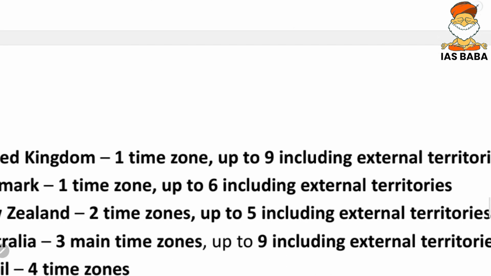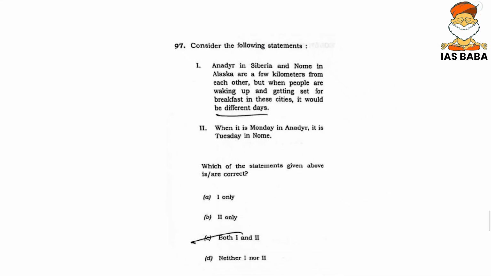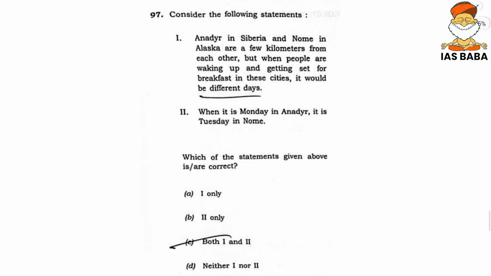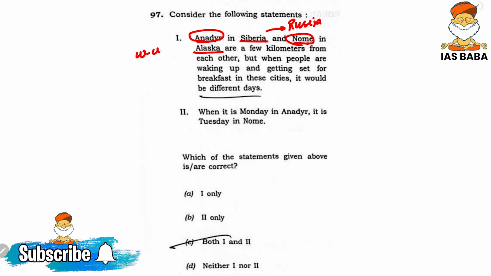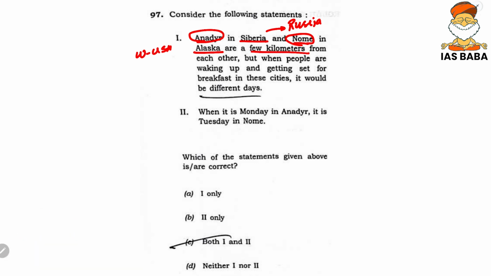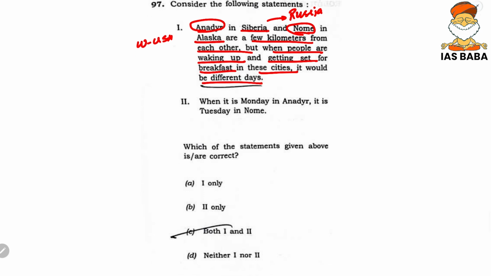The 97th one is again an easy question. Question 97 says consider the following statement. Now this was in the news also, and it's very simple. Even if you do not know this place, at least you know Siberia is in the eastern part of Russia, right? And Nome, even if you do not know Nome, at least you know Alaska, the westernmost part of North America, USA. They are a few kilometers away from each other, but when people are waking up and getting set for breakfast in these cities, it would be different days.